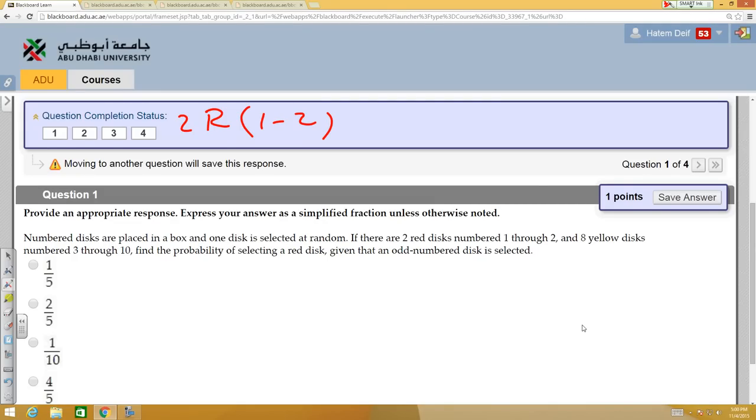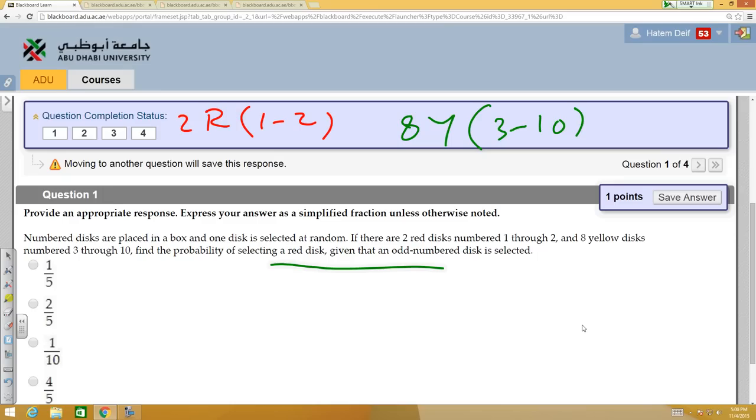Okay? Now the second batch is 8 yellow disks, and these 8 yellow disks are numbered from 3 to 10. Okay? So that's a total of 10 disks. Find the probability of selecting a red disk given it's an odd number. Find the probability of getting a red disk given an odd number.